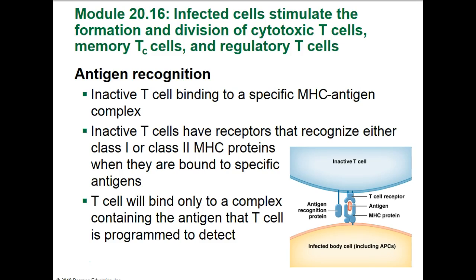Okay, so now that an infected body cell has that fragment displayed on its MHC1, what happens after that point? This is antigen recognition now. So here's a T cell. The inactive T cell binds to a specific MHC antigen complex. The inactive T cell has receptors that recognize the class 1 or class 2. The T cell binds to the complex that has the antigen that the T cell is programmed to detect. And again, this is extremely specific. Only one kind of T cell is going to recognize one kind of antigen.